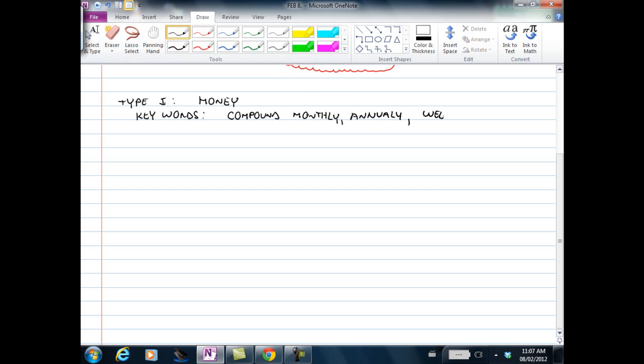Weekly. Compound, dot, dot, dot. You can think of daily and all that stuff, but really, they all mean the same thing. Every question will use a keyword. When you read the question, click on the keyword. If you see keywords, someone talks about compound, monthly, weekly, all that stuff, right away we know it's type 1. There's a special formula for type 1. I'm going to show you how this is used, and we're going to work with this formula.